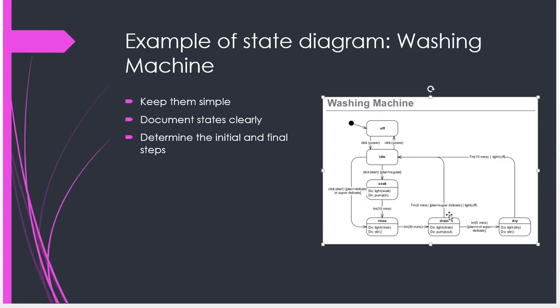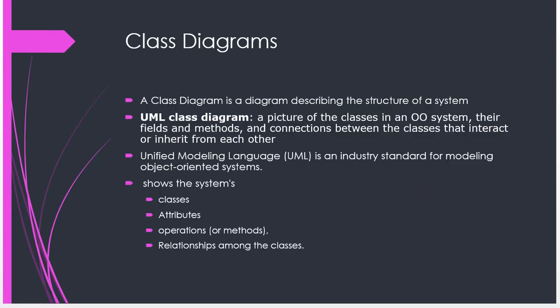Then another tool that we can use for analyzing our requirements is class diagrams. Class diagrams basically describe the structure of our system, and they show us how the various classes of that system work together, how they interact or how they inherit from each other. Now you could use the Unified Modeling Language to model these object-oriented systems and show the relationships between these classes.